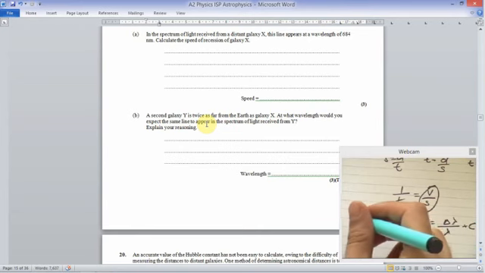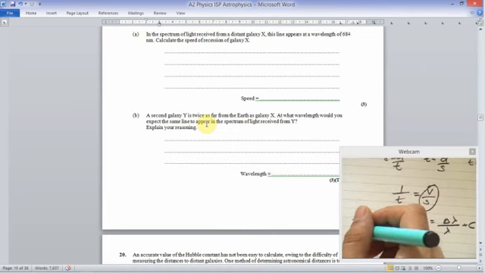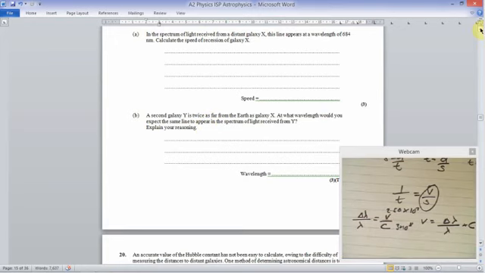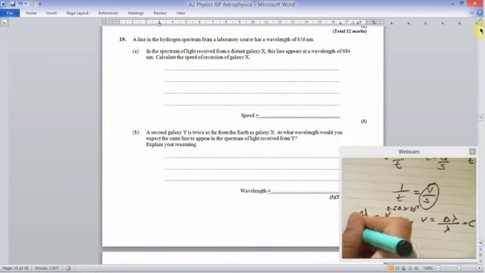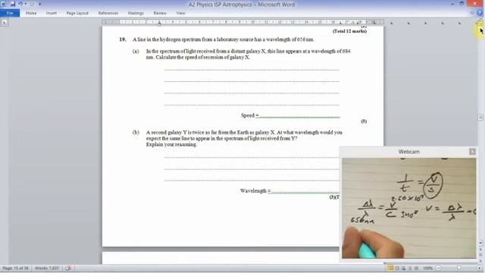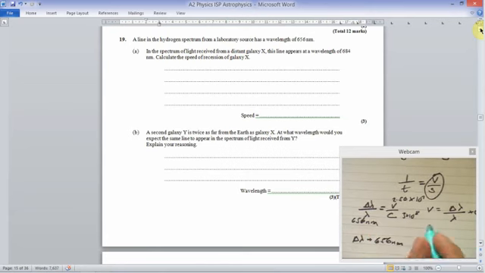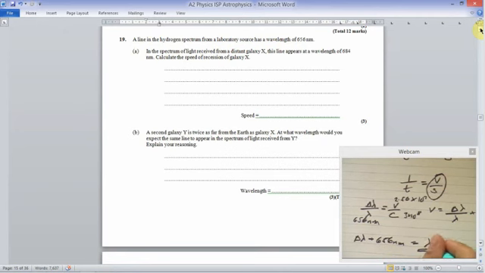They want to know at what wavelength you would expect the same line to be. Same line, so it's the same original wavelength, 656 nanometers. So you'd figure out your change in wavelength, and then you'd add that to 656 nanometers. That would give you your new lambda, which is what they're actually after. You should end up with a value of about 712 nanometers.